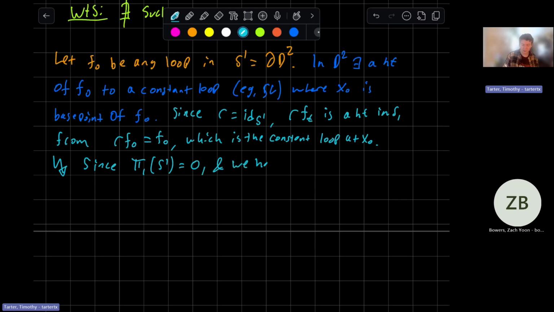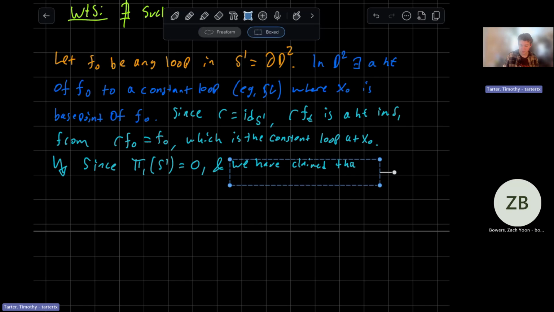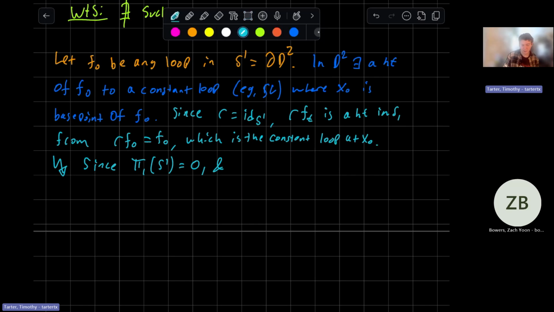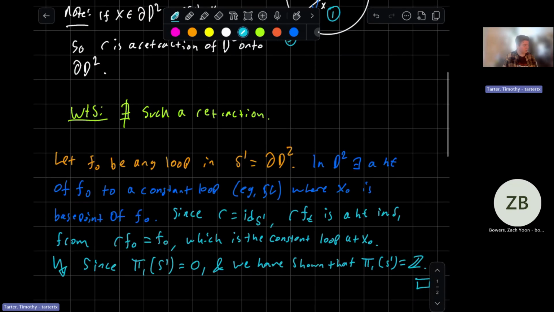And we've just claimed, well, this is exactly what we've claimed, and we've shown that it's not: that pi 1 of S1 is 0. So is this a clear proof and a clear explanation of the proof? Yeah, I think so. I think this is a pretty good following of what Hatcher has done here.